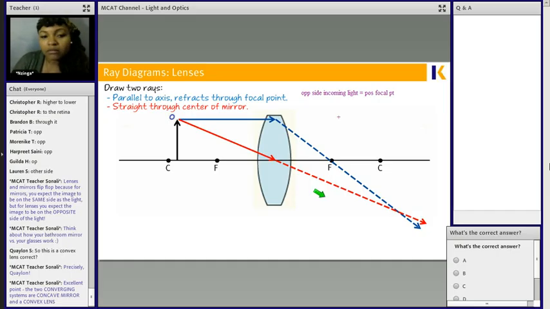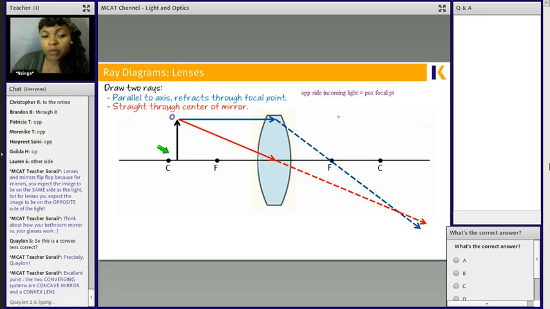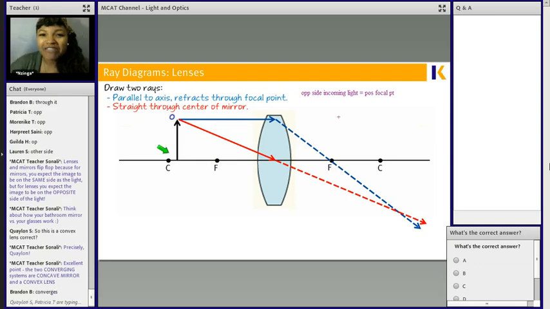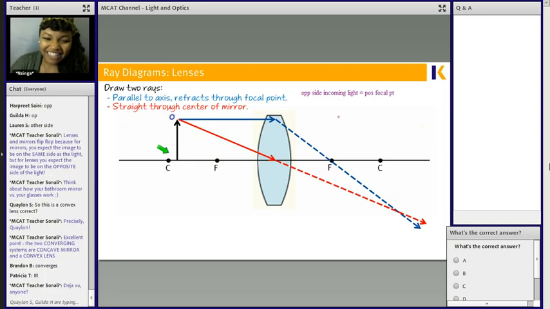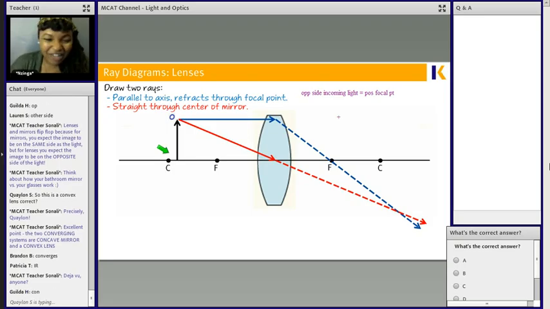Oh, this should look familiar. So the object was behind the focal point. What always happens when we have an object behind a focal point, regardless of whether we're dealing with a mirror or a lens? It's going to be the same. So you already know what it is. Yes, this is definitely deja vu, like Sonali is indicating.